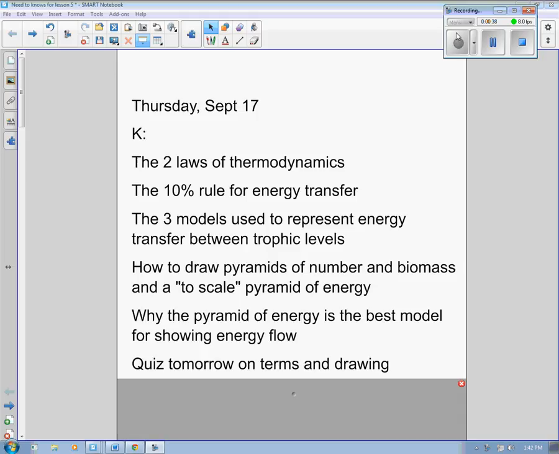So today is taking a look at the two laws of thermodynamics, the 10% rule for energy transfer, the three models used to represent energy transfer between trophic levels, how to draw pyramids of number and biomass, and a two-scale pyramid of energy, why the pyramid of energy is the best model for showing energy flow, and then that quiz tomorrow.